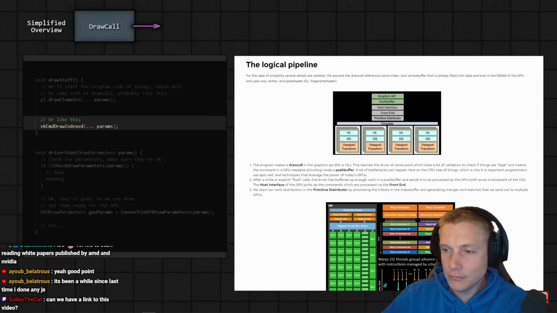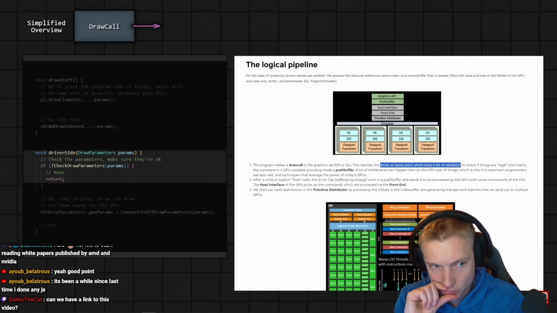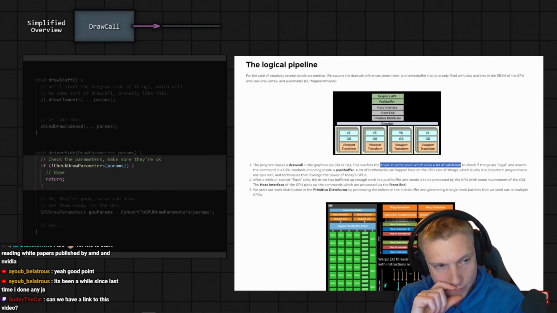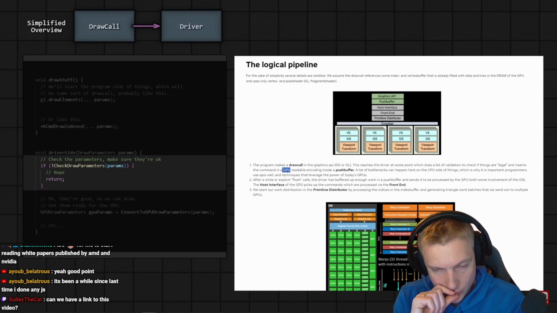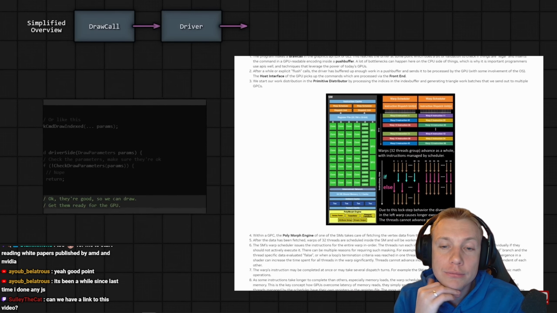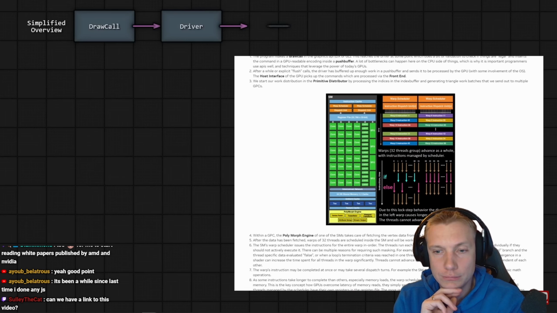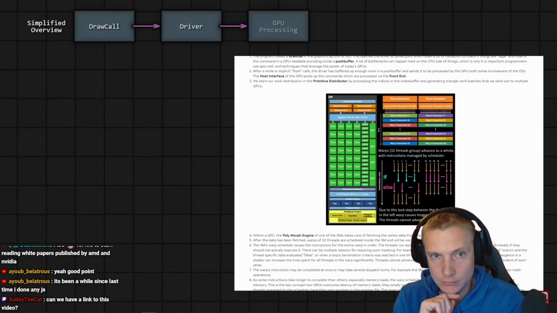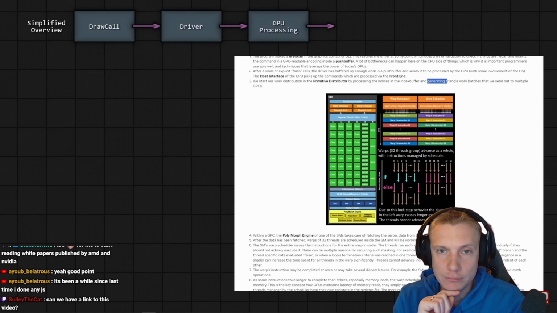What happens now is that the driver goes ahead and validates whatever you sent, making sure the data even makes sense before prepping it into a GPU-friendly format. That makes its way over to the GPU, which does some processing. Let's just skim this. The important takeaway here is that it creates batches of triangles to work on.